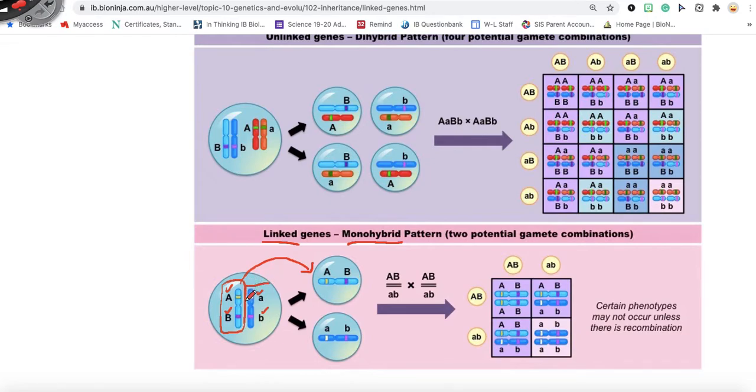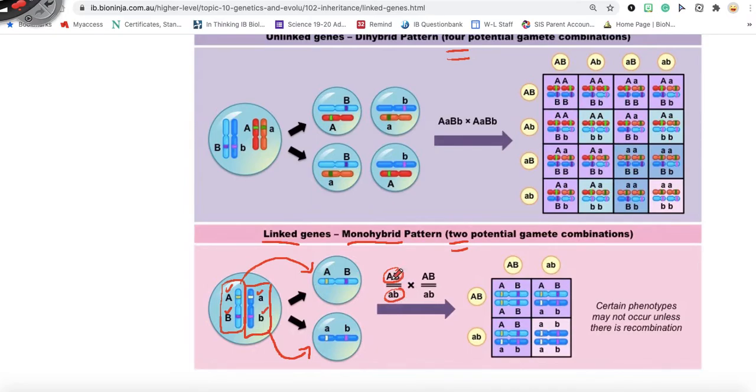And the same thing here. These two go together to this gamete. So instead of ending up with 4 potential gamete combinations, now you're going to end up with 2 potential gamete combinations, right? The big A, big B, and the little a, little b. Okay? So this is what we refer to as a heterozygous linked combination here.